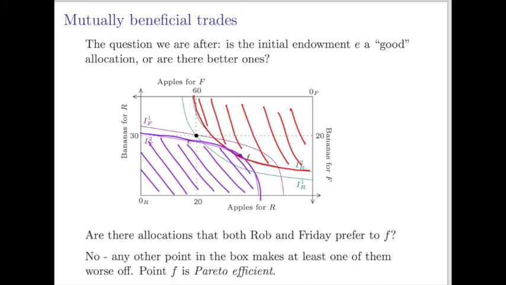More importantly, anything that's not in this region that I just shaded, this area over here, is worse for Friday than F. And anything that's not in this area is worse for Rob than F. So, in particular, anything that makes Friday happier makes Rob worse off, and anything that makes Rob happier makes Friday worse off. So there's no way to make them both happier. Therefore, F is a Pareto efficient allocation.